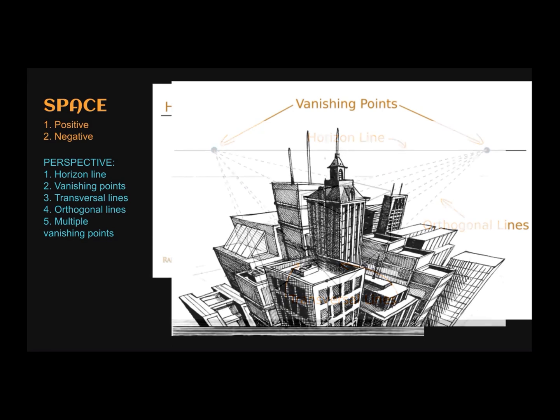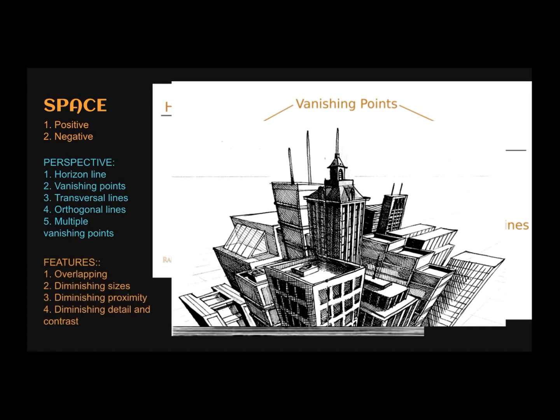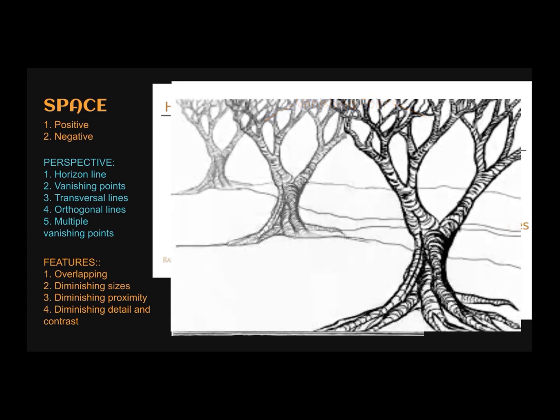Also, here's an image using three vanishing points with similar features. Other important features about perspective can be seen in landscapes, like overlapping. You can see the trees overlapping, diminishing sizes, getting smaller, diminishing proximity. That means they start to get closer together as they get farther back. And diminishing details or contrast, they get lighter as they go back and appear farther away.